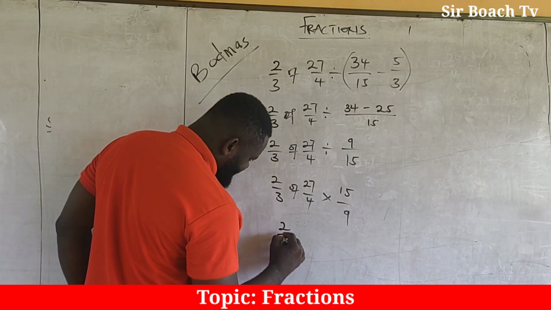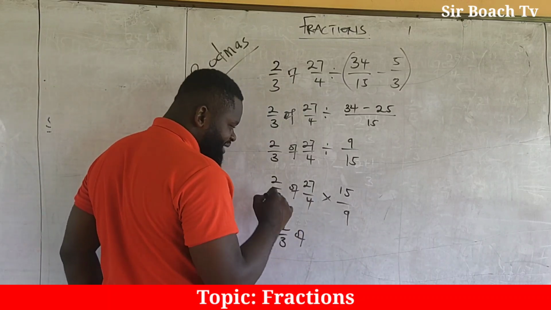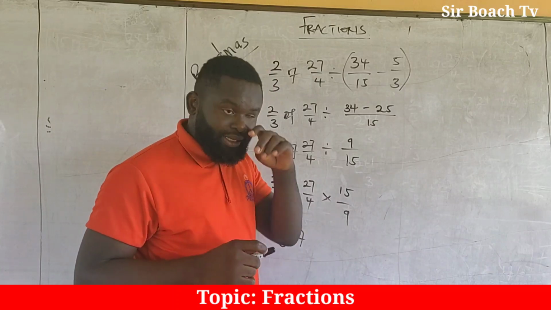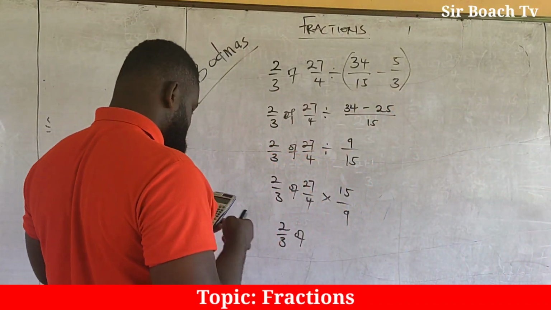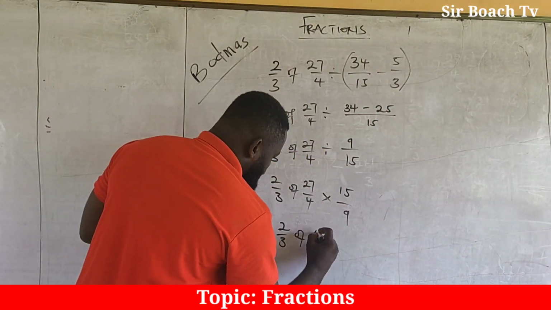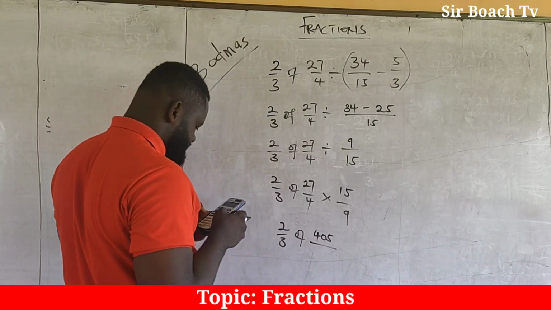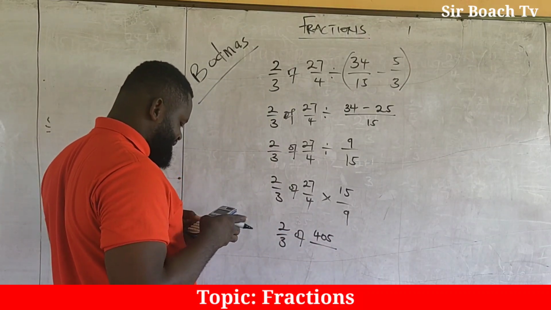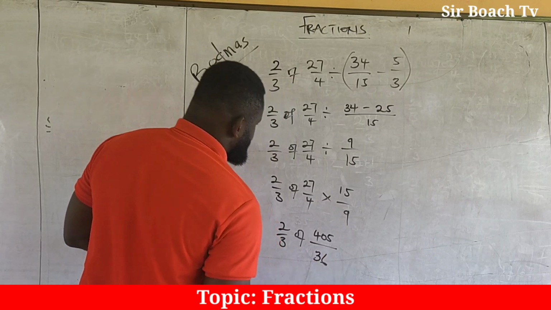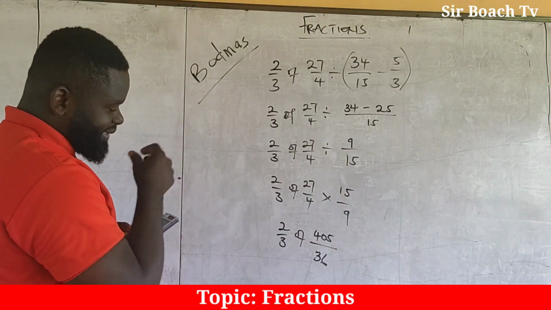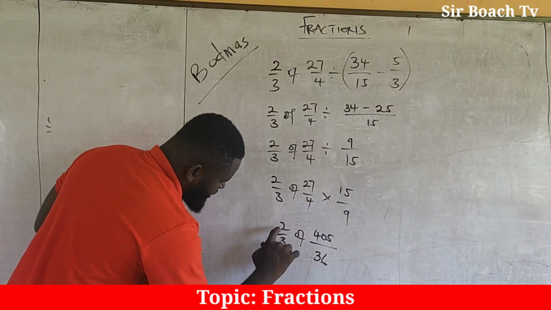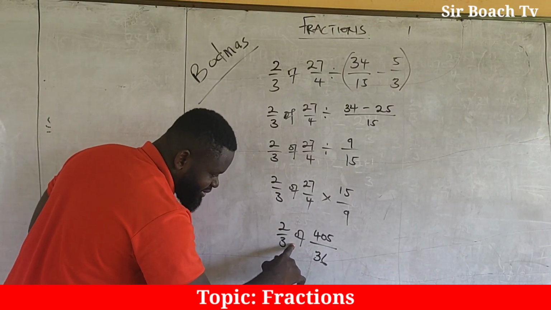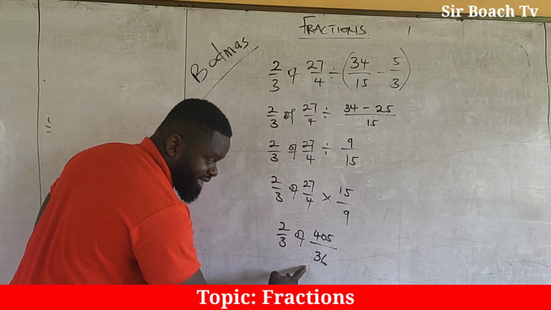So we are going to get 2 on 3 of 15 times 27 gives us 405, all on 4 times 9 gives us 36. Okay, 4 times 9 gives us 36. Now we are getting 2 over 3 times 2 over 3 of 4 over 36.